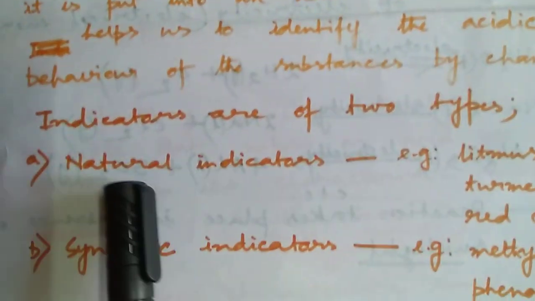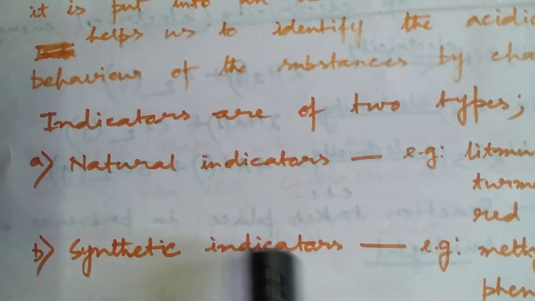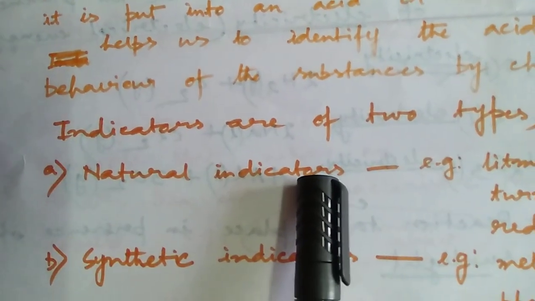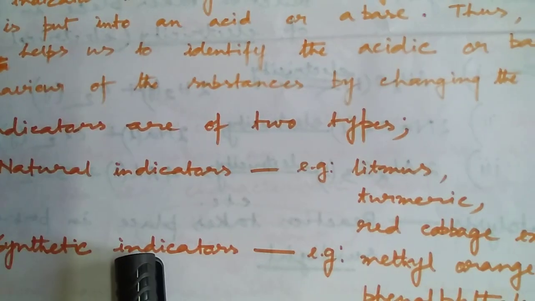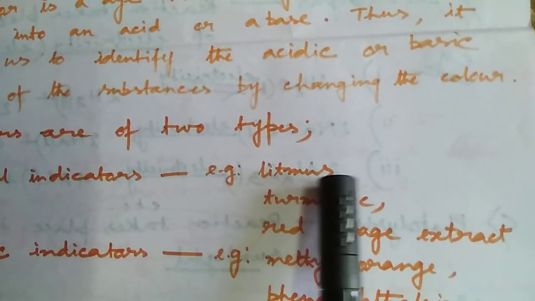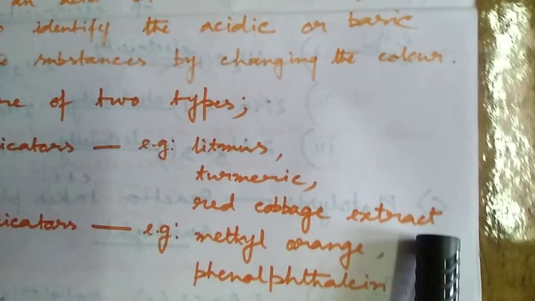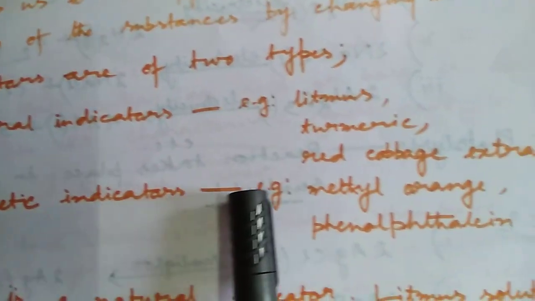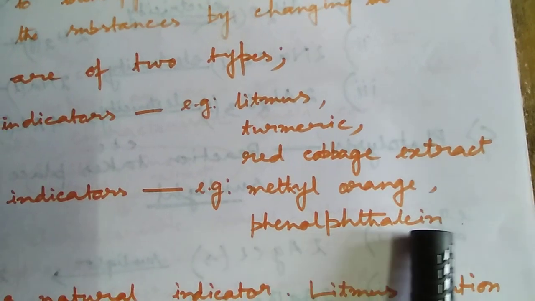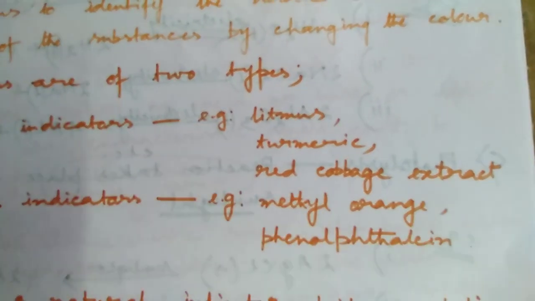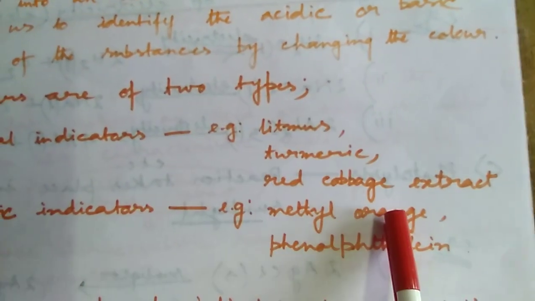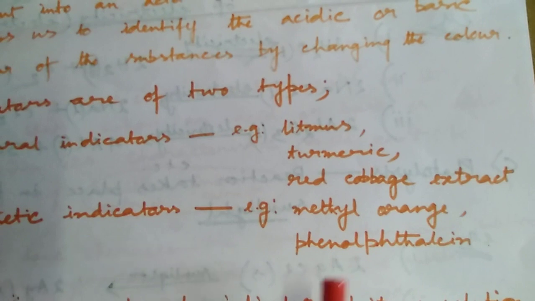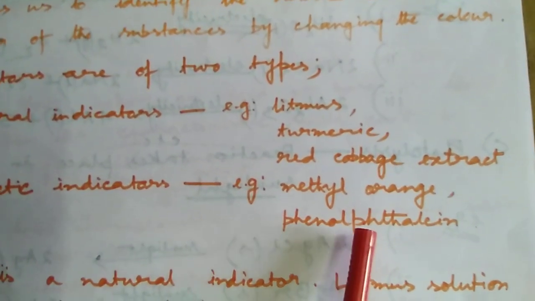Indicators are of two types: natural indicators and synthetic indicators. Natural means these indicators are extracted from natural materials, and synthetic indicators are prepared in the laboratory. A few examples of natural indicators: litmus, turmeric, red cabbage extract. A few examples of synthetic indicators are methyl orange, phenolphthalein. Among these five, litmus, methyl orange and phenolphthalein are the most commonly used indicators in the laboratory.